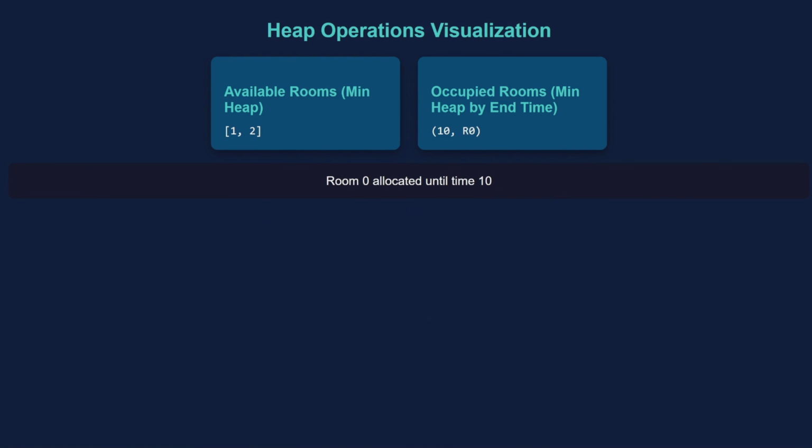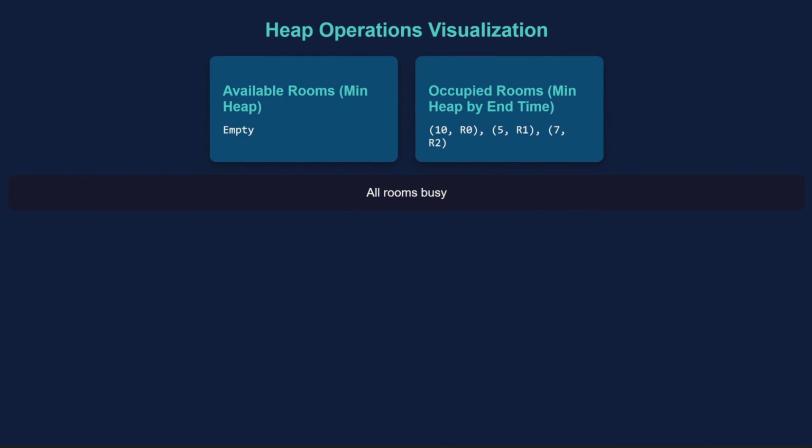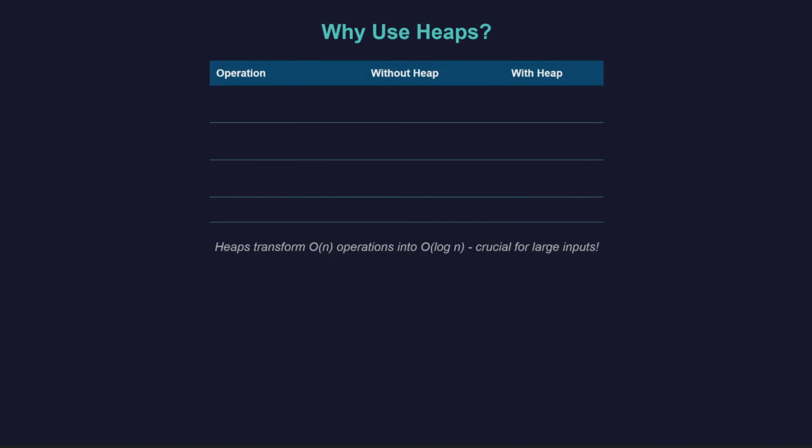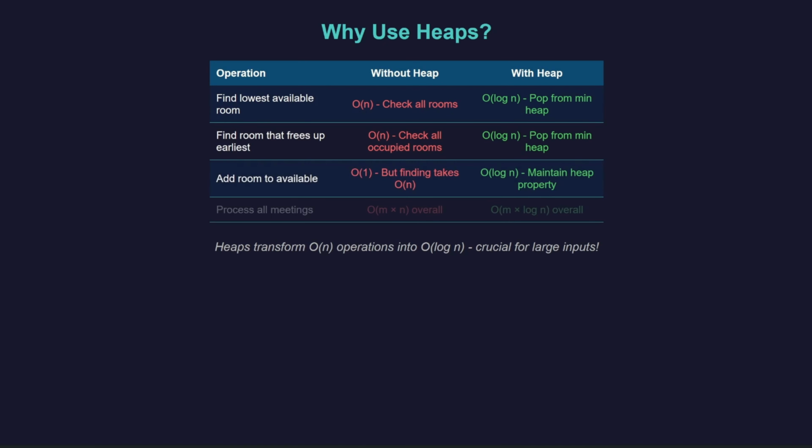Let's visualize how our two heaps work together. On the left, you see the available rooms heap initially containing all rooms 0, 1, 2. On the right, the occupied rooms heap starts empty. As meetings get scheduled, rooms move from available to occupied. Watch, room 0 moves to the occupied heap as (10, 0), meaning it's busy until time 10. Then room 1 moves over as (5, 1). When all rooms are in the occupied heap, it means everything is busy. The key insight is that the occupied heap is sorted by end time, so we always know which room frees up first. When rooms become available again, they move back to the available heap. This constant movement between heaps elegantly manages our room states.